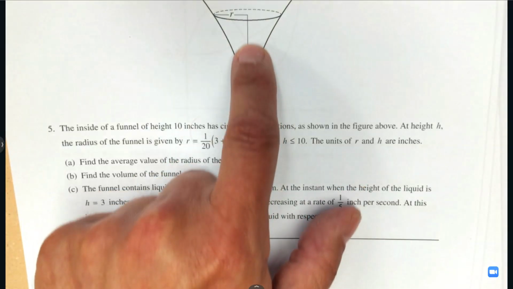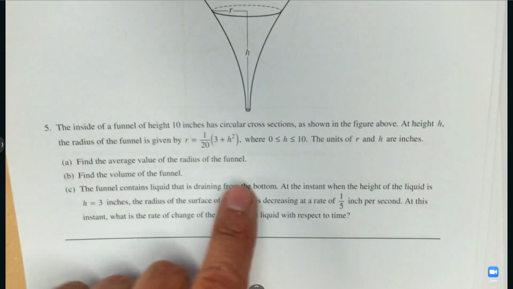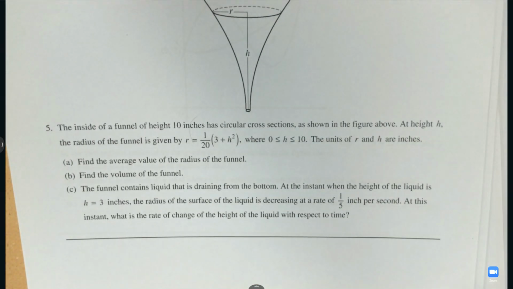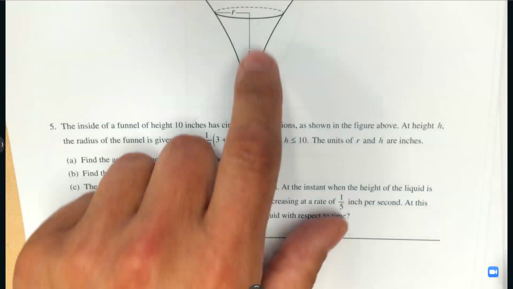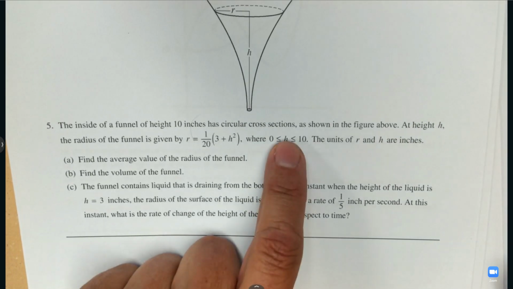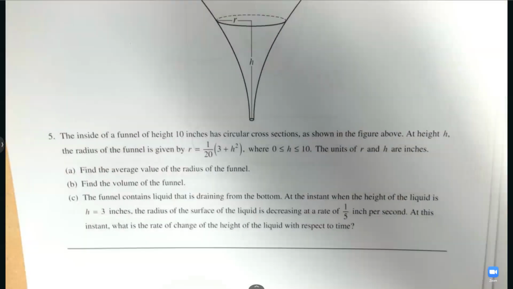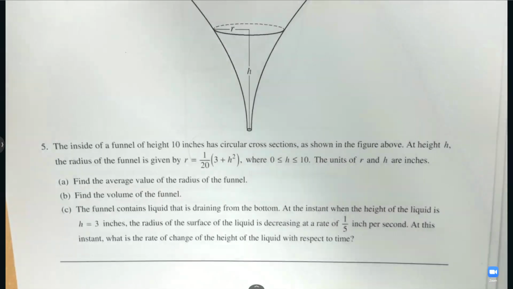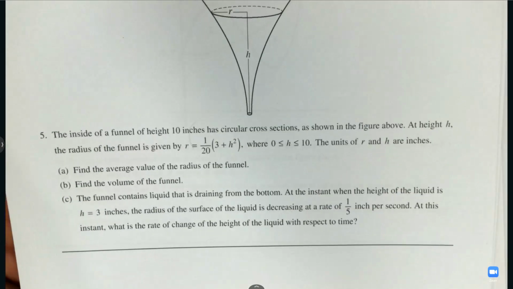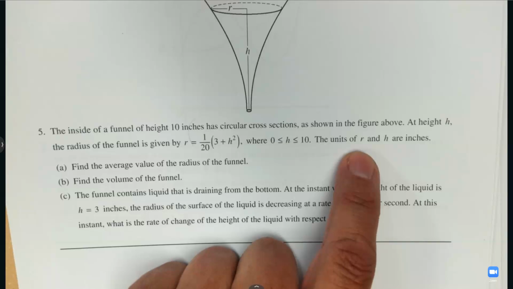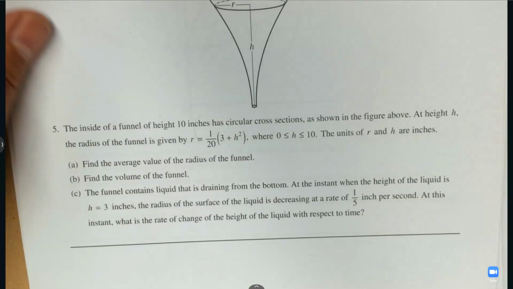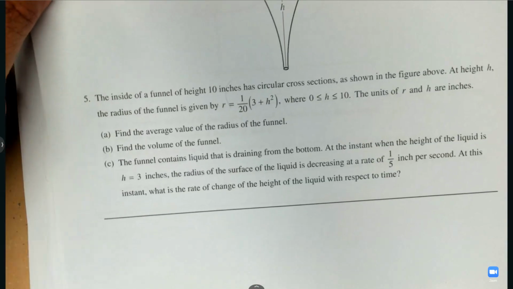So the radius is changing all the way down compared to a question we did last time, which was on a cylinder where that radius stayed the same all the way through. So this one, the radius is changing as it gets closer to the bottom. And the height is between 0 and 10. It's not a calculator question. And we're in inches. Find the average value of the radius of the funnel.